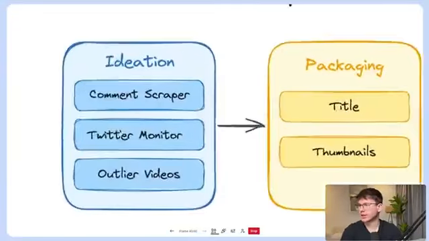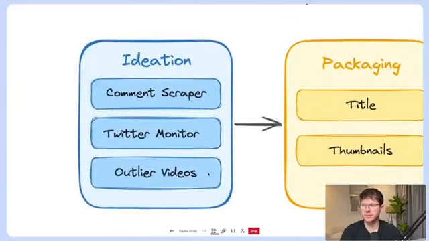The first one is the ideation, which contains 3 different types of, we call them skills or automations that I built inside of Claude Code. The first one here is called the comment scraper, where the automation itself will go to X amount of videos posted by X amount of people in X amount of time, and then extract all the comments and then give me ideas for content.